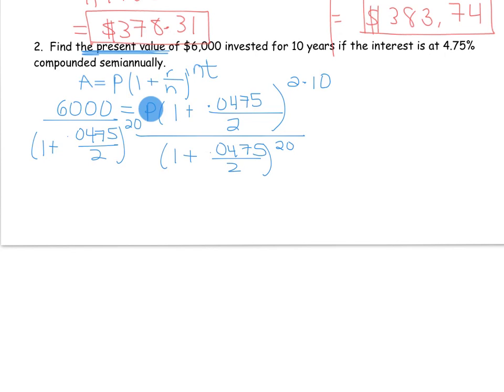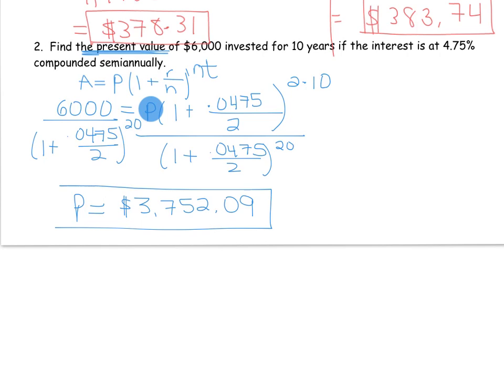Once again, do not round until you get your answer. You will know you've done it correctly if you end up with a P equal to $3,752.09. Please pause if you are not getting this. Help your neighbors out. See if they've gotten the same answer as me, and help them out if they're not.